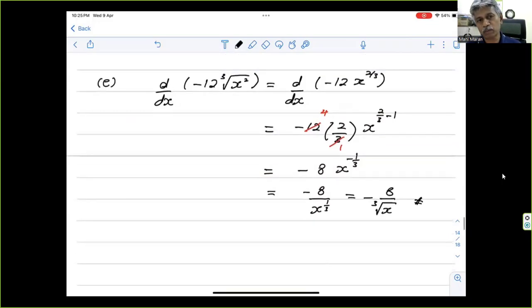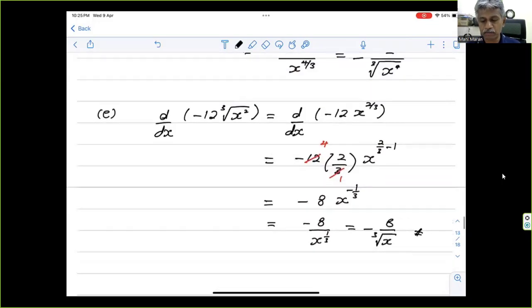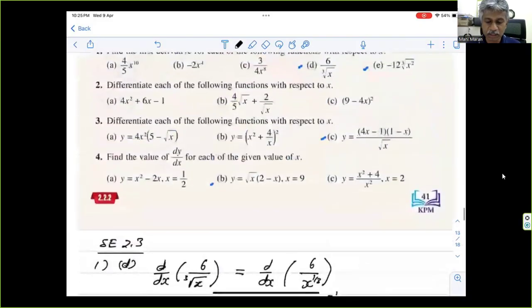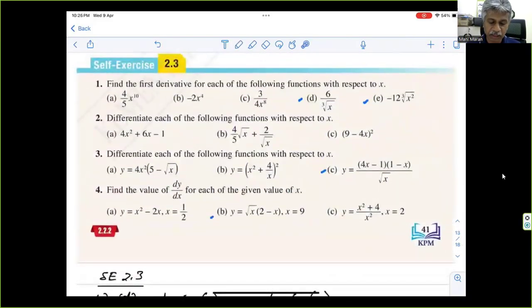So try this one more time. It's not that difficult. You're also given questions A to C. Try all these first. I'll take you to question number C. Same thing: differentiate each of the following functions with respect to x.